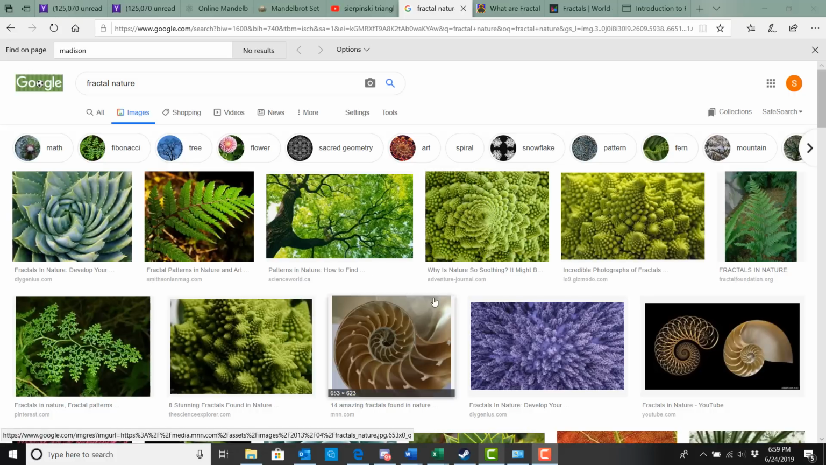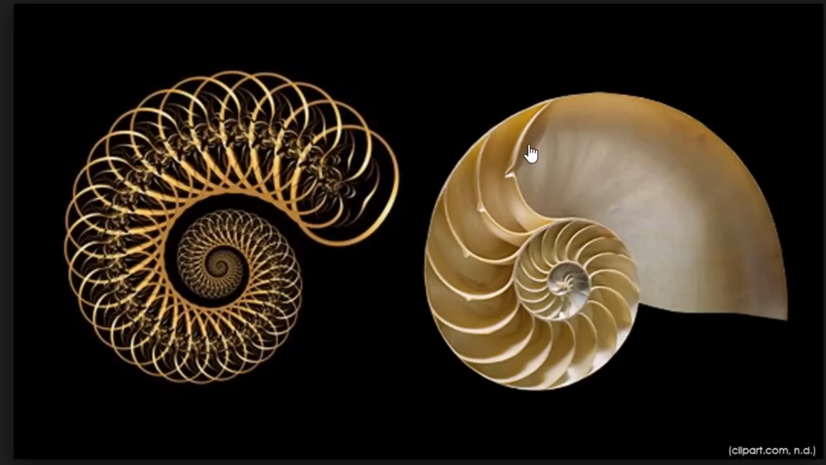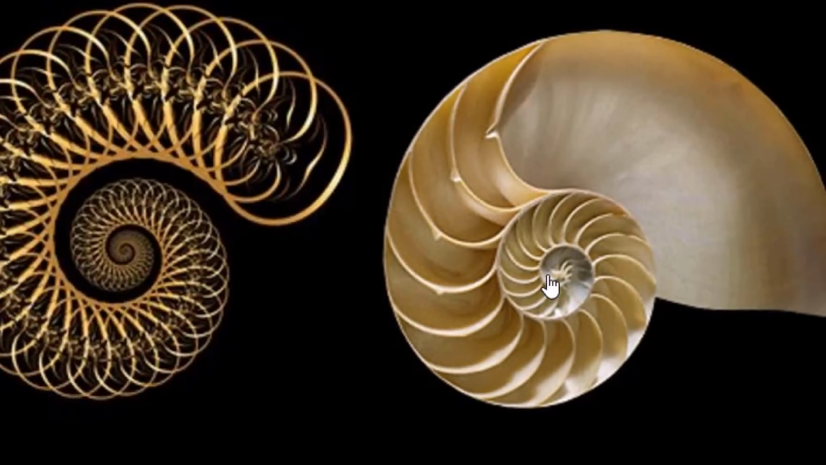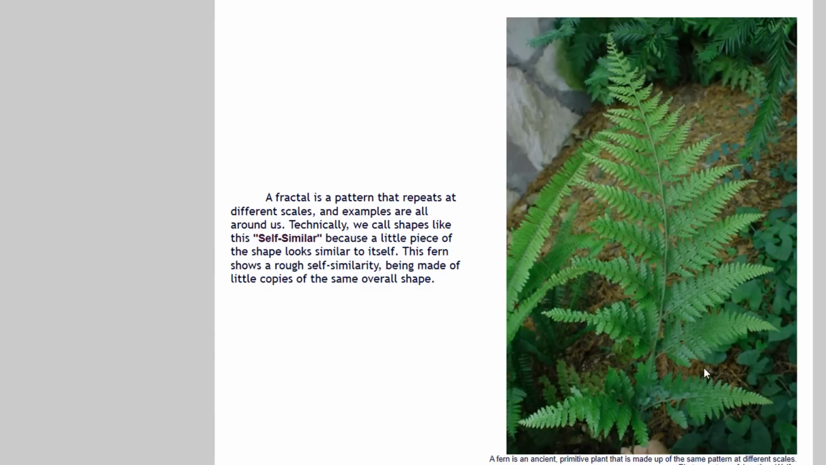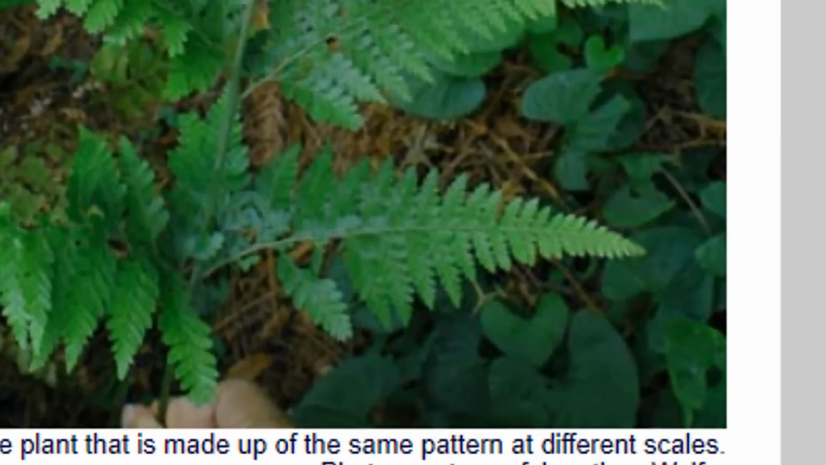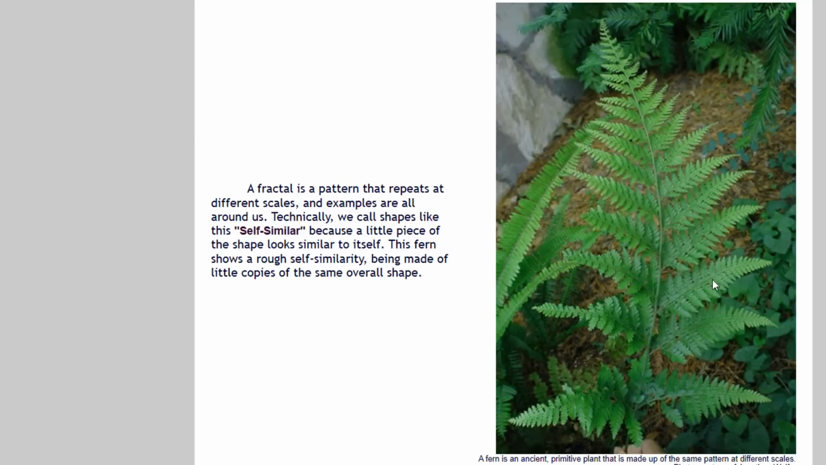Fractals appear in nature all the time. Like in the seashell, the large part of the seashell looks just like the small part of the seashell. If you zoomed in, this part would look just like this part. The same thing with the fern. The large part of the fern looks just like the small part of the fern. If you took this leaf, it would look just like this thing.